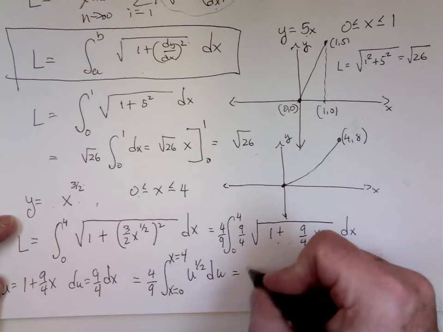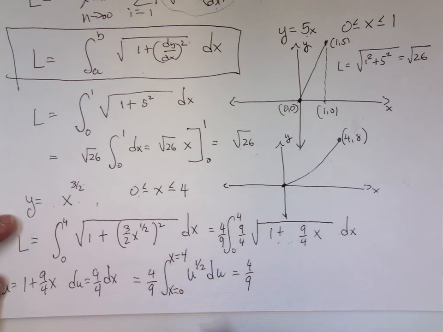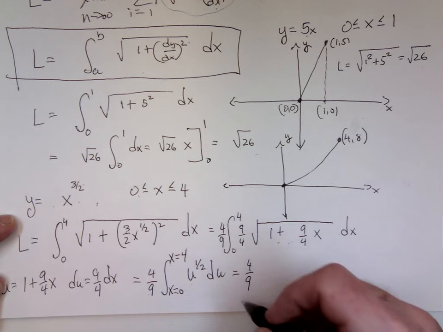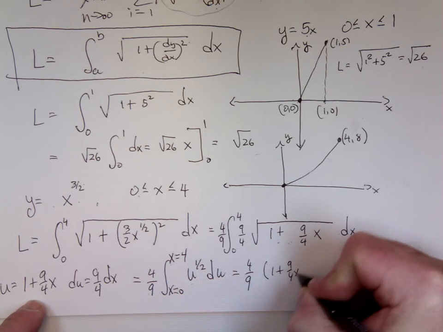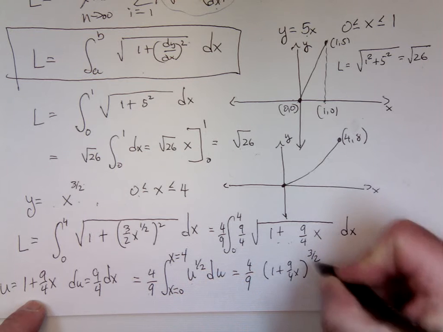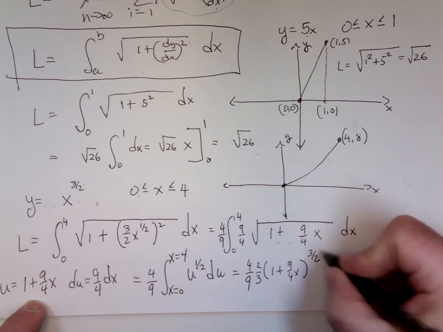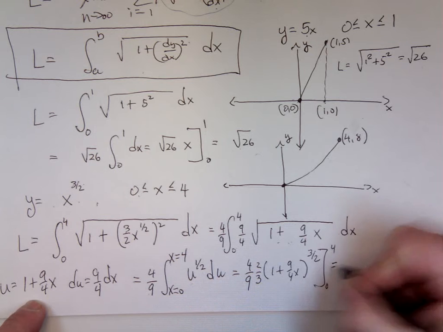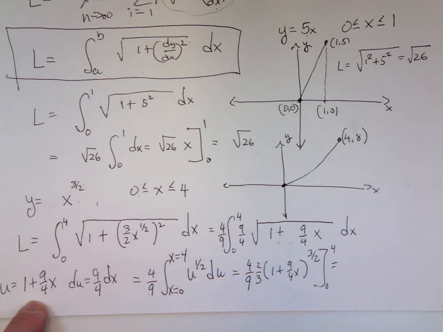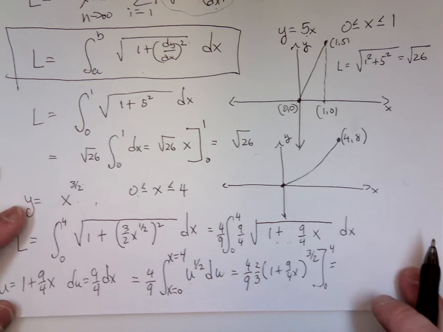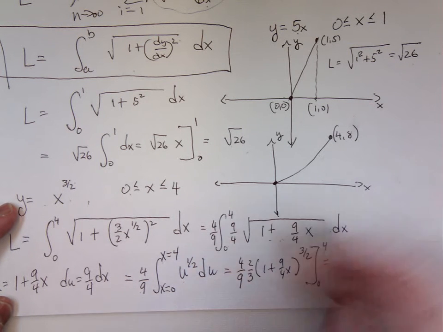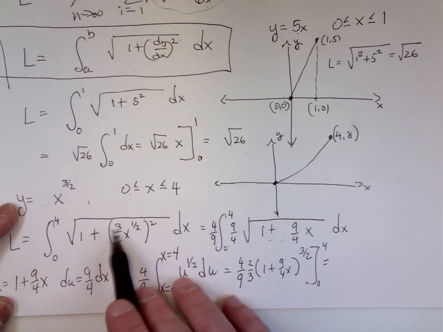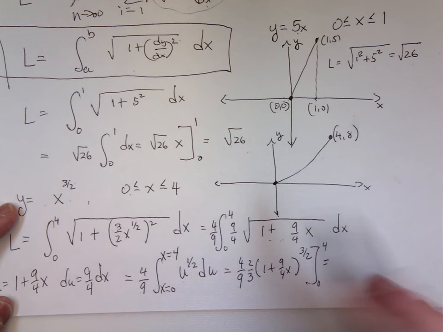So 4/9, the integral of u to the 1/2 is u to the 3/2, where u is 1 plus 9/4 x, to the 3/2 times 2/3 from 0 to 4. They get a little messy. Even this one gets messy. Can we just leave it at that then? On the test, I'll just have you set it up. I'd leave it back here somewhere. All right, then you get 8/27.